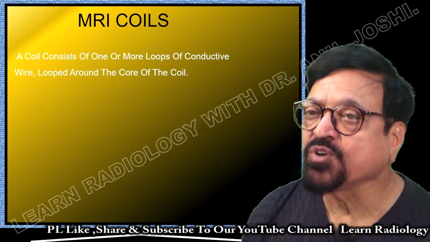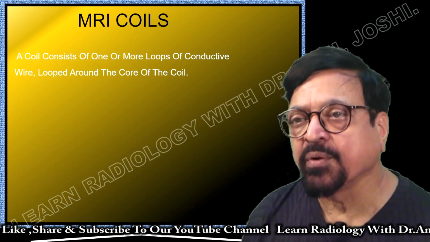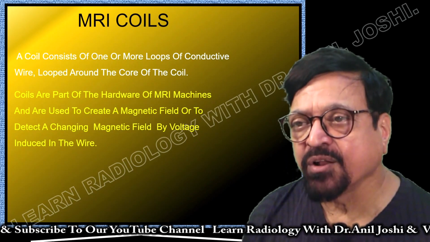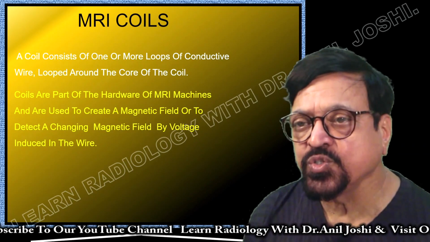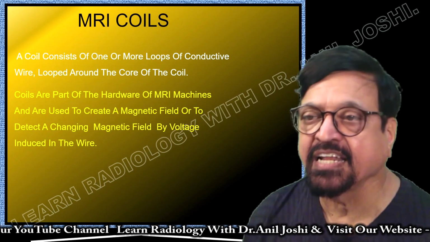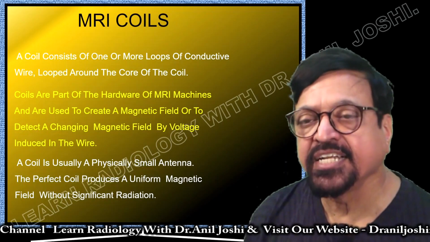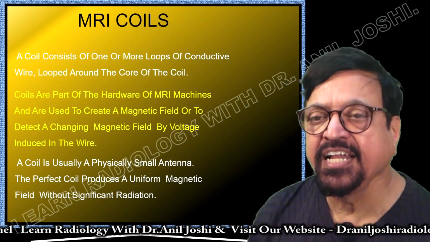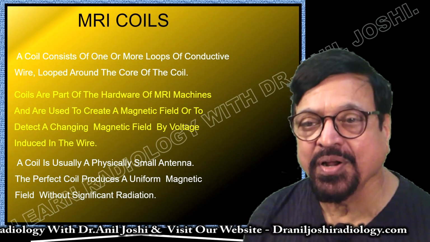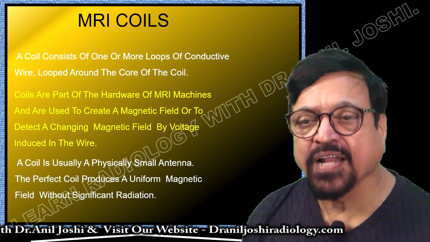A coil consists of one or more loops of conductive wire looped around a core. Coils are a part of the hardware of MRI machines and are used to create a magnetic field or to detect a change in magnetic field by voltage induced in the wire. So by changing it, you can change the magnetic field. Why it is required is covered in some other lecture. A coil is usually physically small. It is like a small antenna.